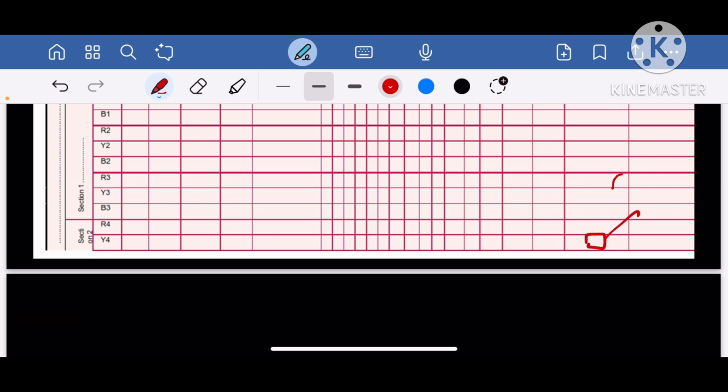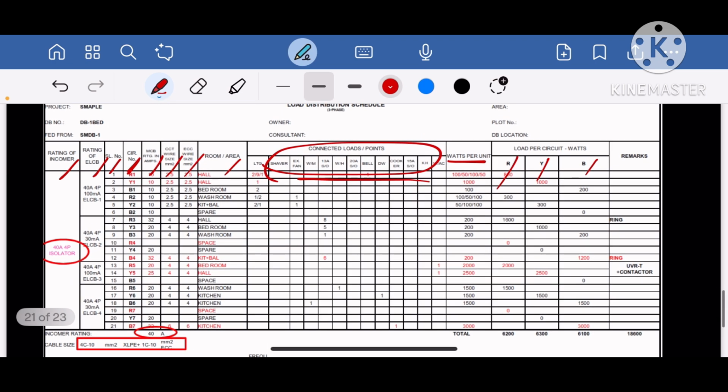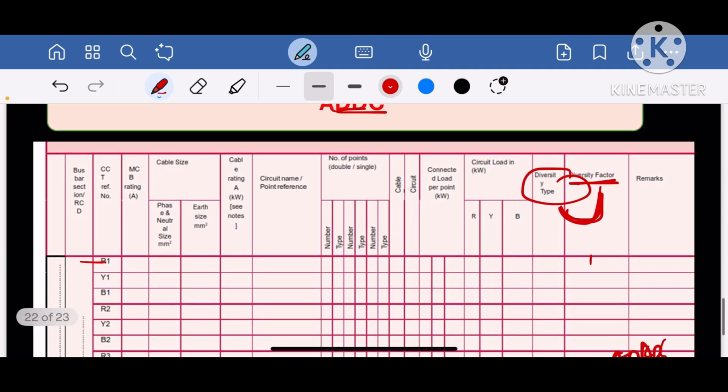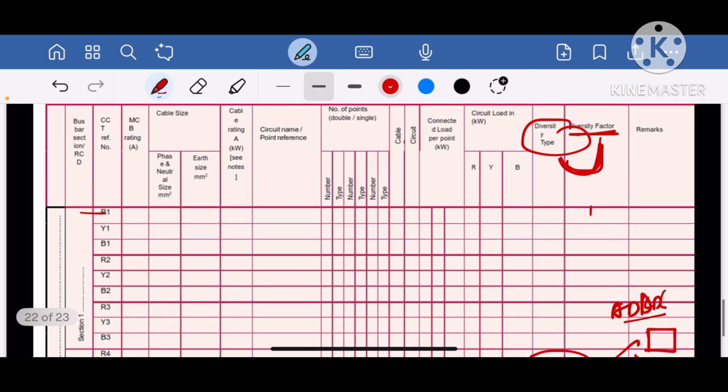As I told you in the last difference, for ADDC regulation we have to design the SMDB based on the demand load, but in DEWA regulation the SMDB designing is as per total connected load. That is the reason in the DEWA regulation FDB load schedule template there is no column for the demand load or diversity load, but in ADDC regulation, as we need demand load for each FDB in order to design SMDB, that's why we have a separate column.